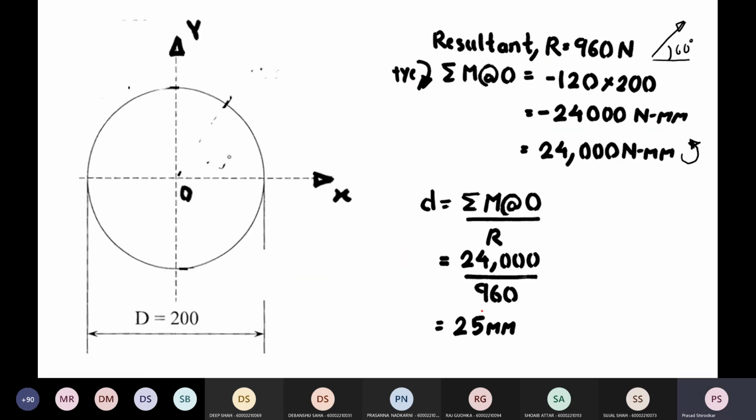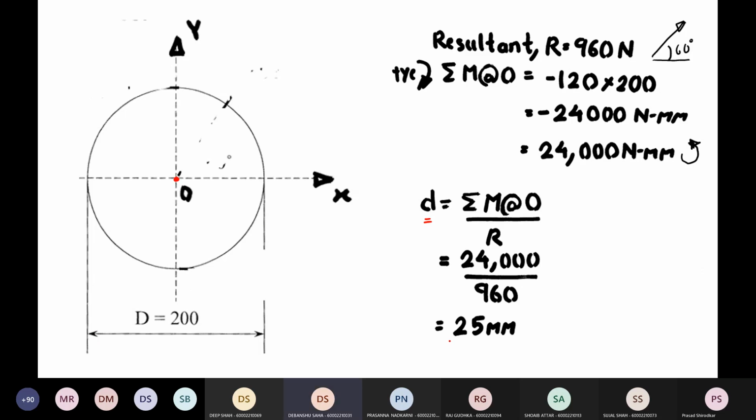So we have got this moment as 24000. Now you have to place this force, which is at 60 degrees. You have to find the perpendicular distance between this origin O and the line of action of the force. How to find that perpendicular distance? It is summation M divided by R. That comes out to be, just check it, 25 mm.